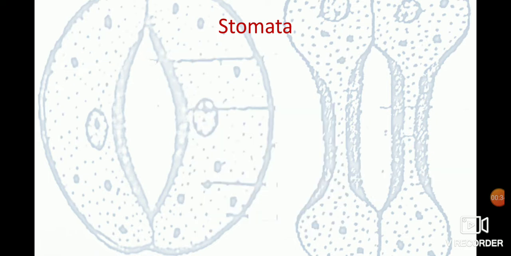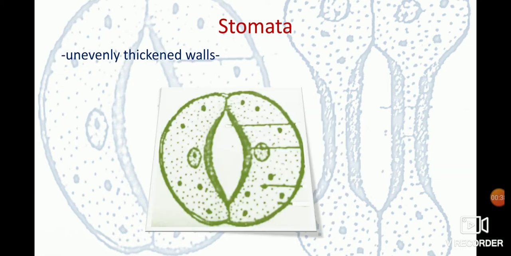These guard cells have unevenly thickened walls. The walls facing the pore are thick, while the walls away from the pore, that is the outer wall, are thin. And these outer walls are not only thin, they are extensible, meaning they can expand.